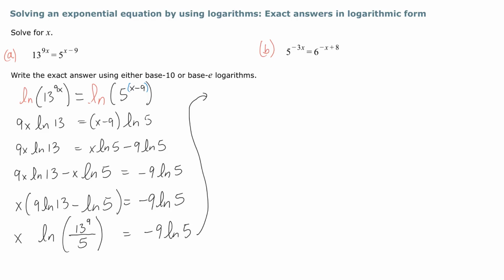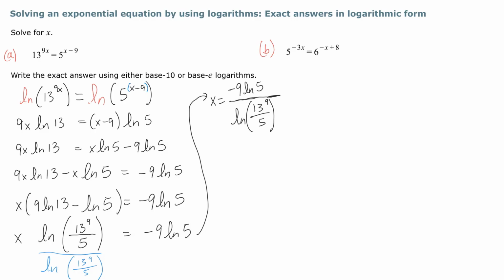We're going to divide the entire sides by this number here, natural log of 13 raised to the 9 over 5. And if you do that, we finally get an x. X is equal to negative 9 natural log of 5 over natural log of 13 raised to the 9th power, I said 13, over 5.